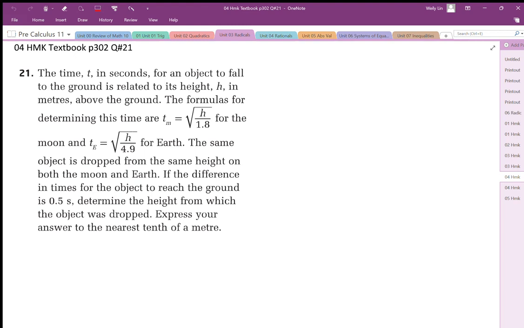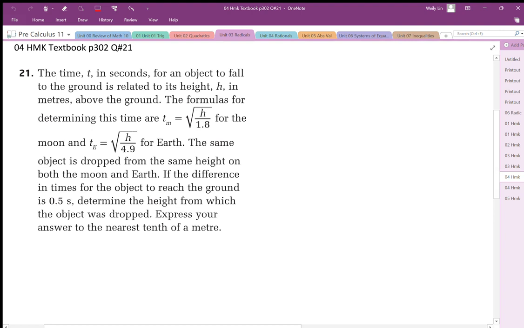Question 21 gives the formulas for the time it takes for an object to fall on Earth and on the Moon. And it says here the same object is dropped from the same height on both the Moon and the Earth. If the difference in time the object reaches the ground is 0.5 seconds, determine the height.